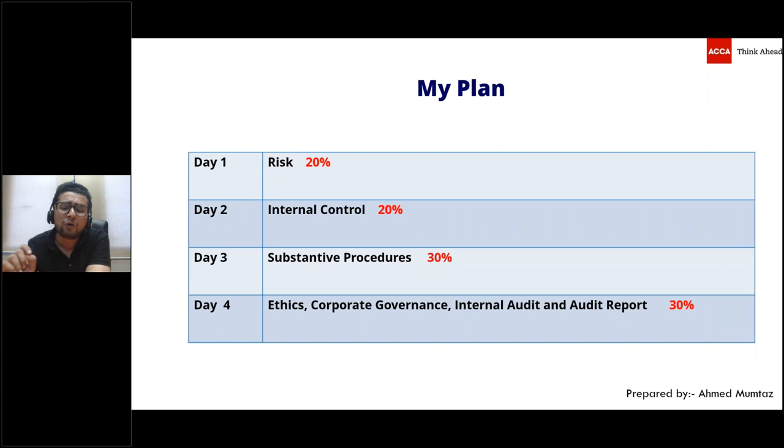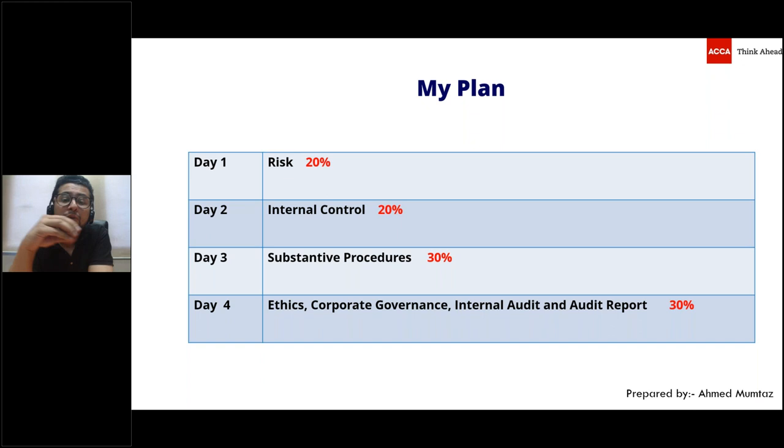So my plan was very straightforward and very clear. We covered 20% of the syllabus approximately on day 1, audit risk. We covered another 20% on day 2, in the form of internal controls. Why have I given so much weightage, 30%, to day 3, substantive procedures? Because when it comes to substantive procedures, you will face question number 3 of section B on substantive procedures.